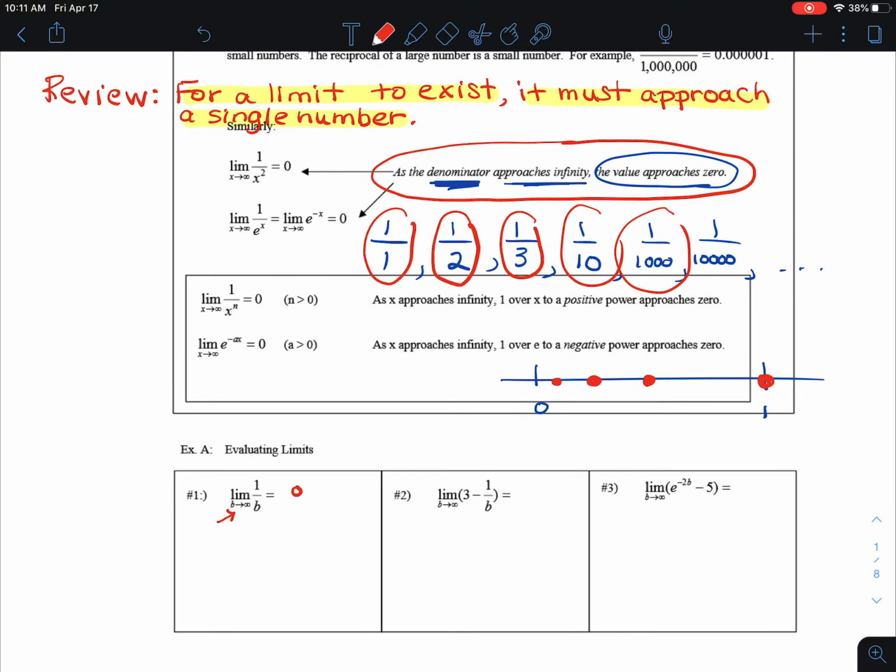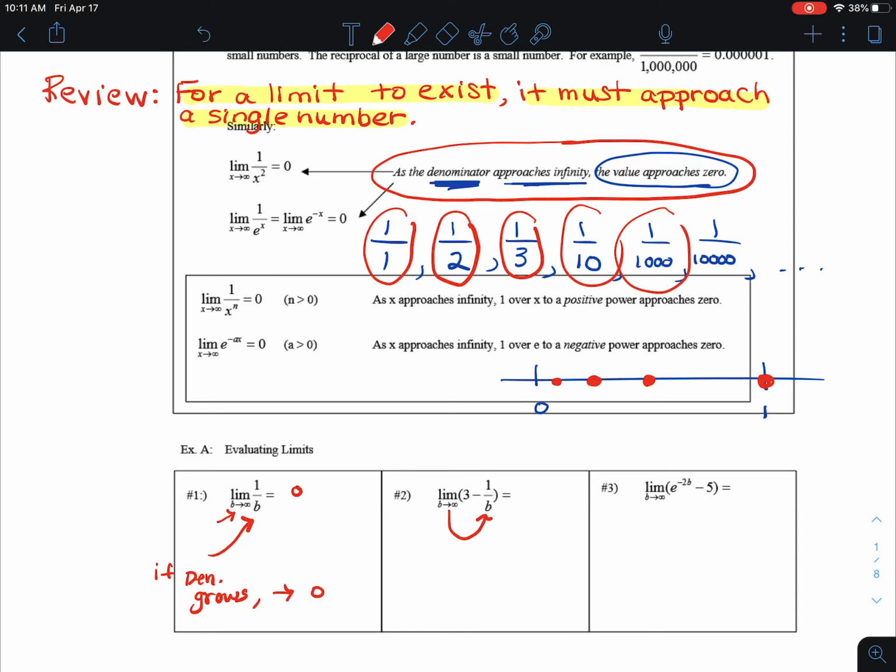So there really isn't a ton of work for that first one for me to show, other than just thinking through, hey, if this denominator is growing, then my answer is 0, okay? So let's look at this next one here, okay?